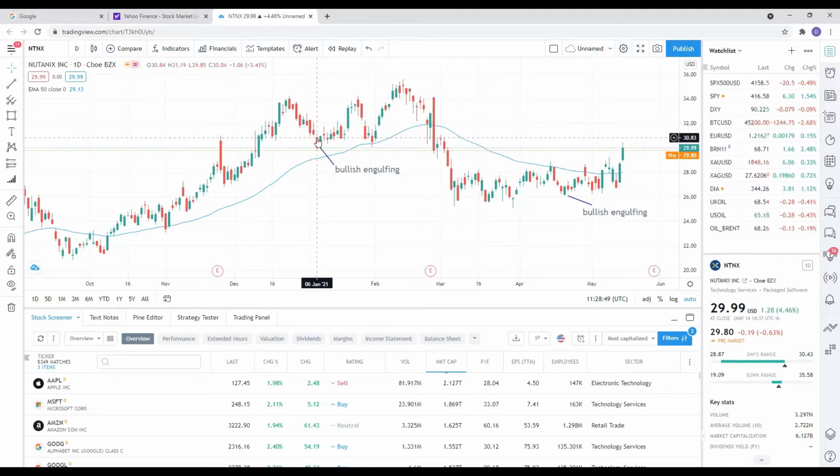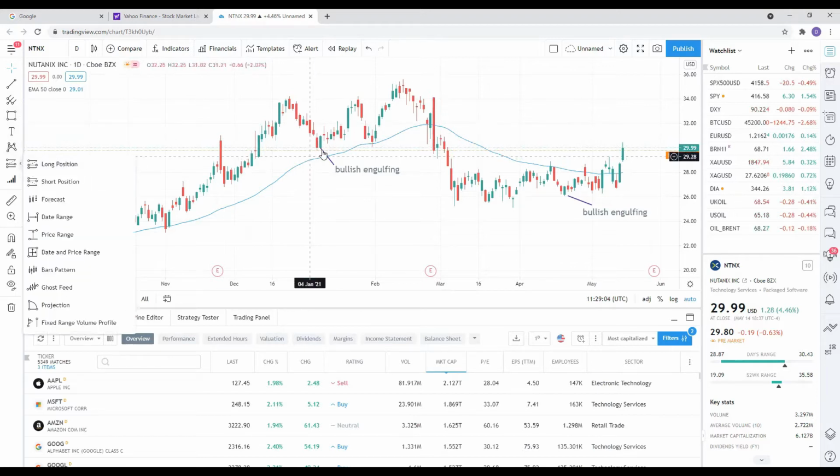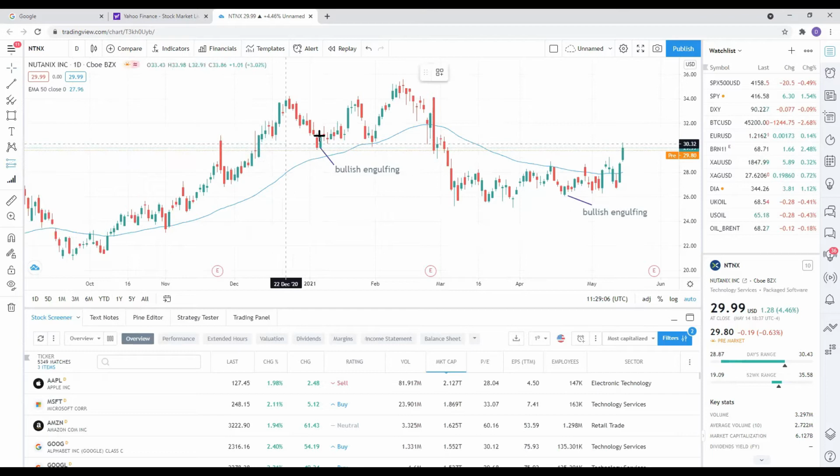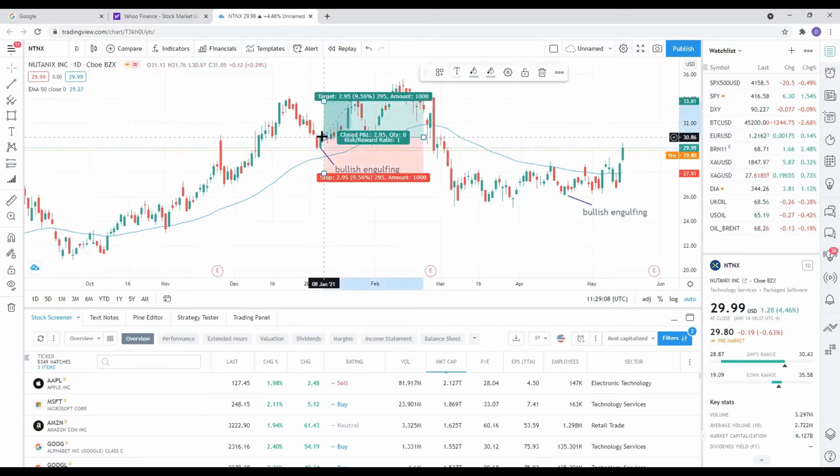I would take this trade to buy. Why? Because it meets my criteria. There were 3 to 4 red candles before the bullish engulfing chart pattern appeared, and I would take this trade. So if I take this trade, I'll buy right here. I'll put the stop loss just below the wick of the red candle.